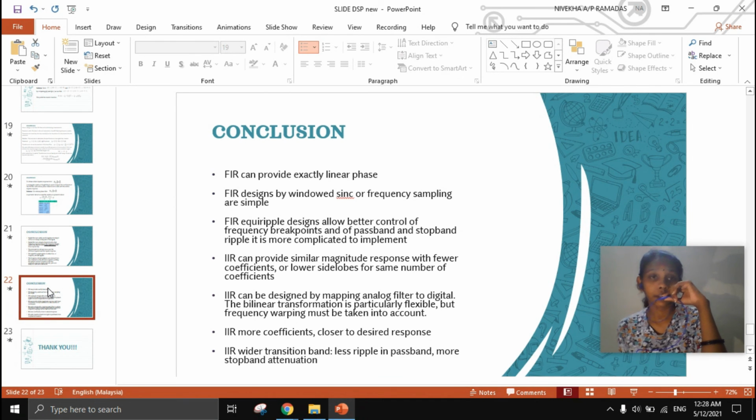While IIR can provide similar magnitude response with fewer coefficients or lower side lobes for the same number of coefficients. It can be designed by mapping analog filter to digital. The bilinear transformation is particularly flexible, but the frequency mapping must be taken into account. IIR with more coefficients is closer to the desired response, with a wider transition band, less ripple in the passband, and more stopband attenuation.